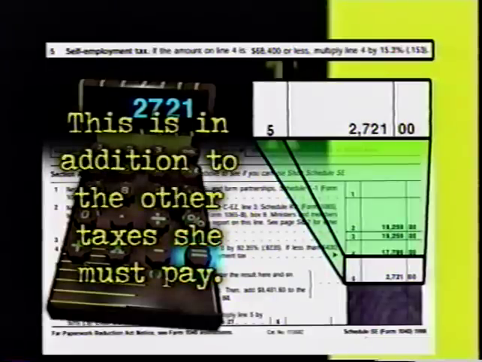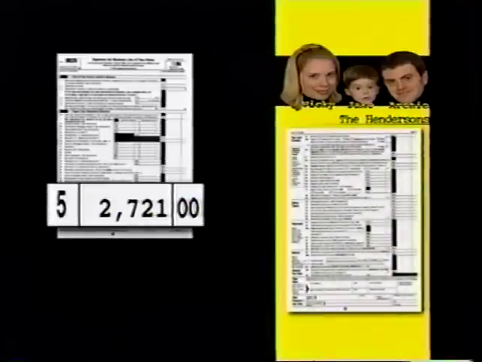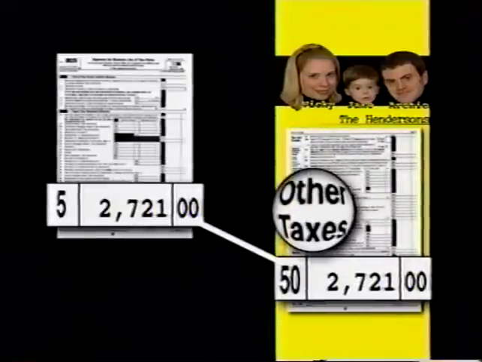Remember, this is in addition to the other taxes she must pay. We transfer this value to Form 1040, line 50. It's in the Other Taxes section on the second page of Form 1040.